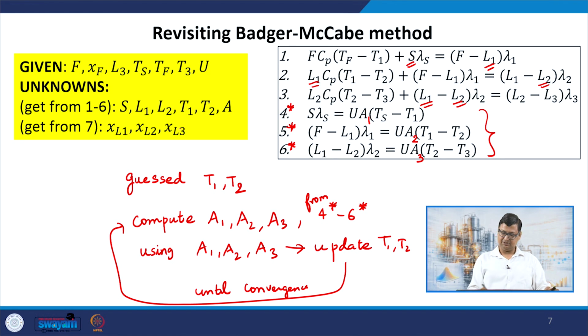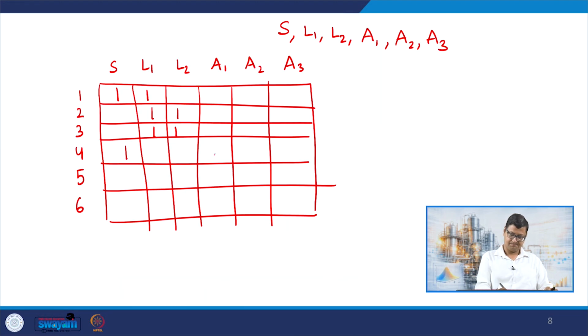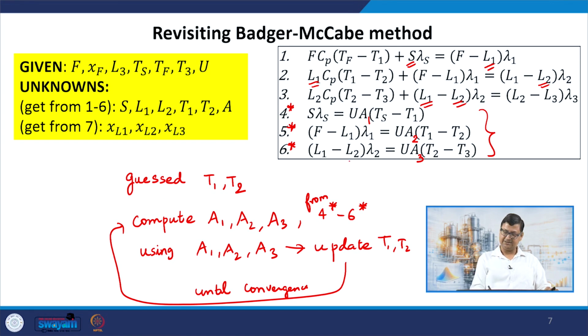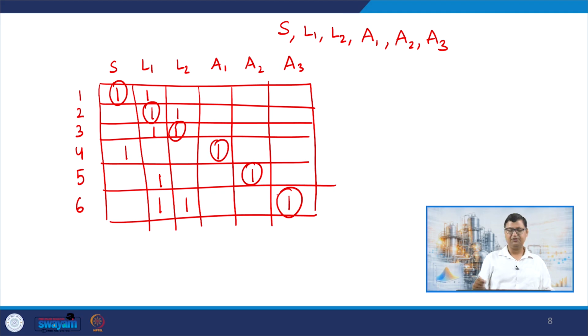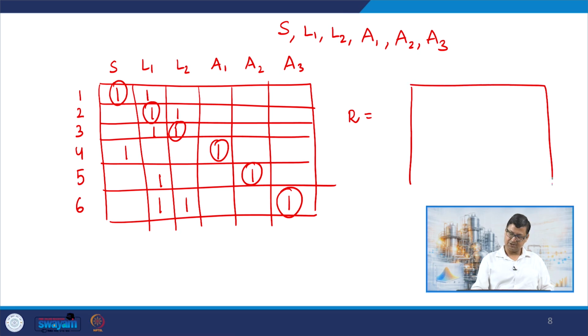The fourth equation contains S and A1. The fifth equation contains L1 and A2. And the sixth equation contains L1, L2, and A3. And now again, we can choose admissible output set along the diagonals. These will give you self loops in the matrix. And again, we can do a Boolean matrix by essentially taking a transpose of this.